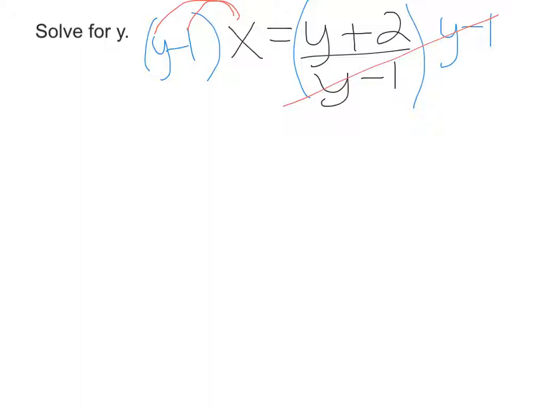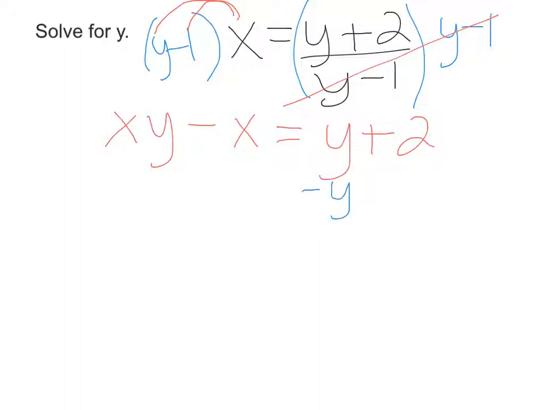So x times y is going to give me xy, and x times negative 1 is going to give me negative 1x or negative x. On the right side, I'll end up with y plus 2. Now, this is just like the last problem. Since I want to solve for y, I want to get everything involving a y to one side and everything not involving a y to the other side. In this case, I'm going to move all my y's to the left side. So I'm going to subtract y from each side to move all my y terms to the left side, and everything not involving a y to the other side. Since this x does not involve a y, I'm going to move that to the other side.